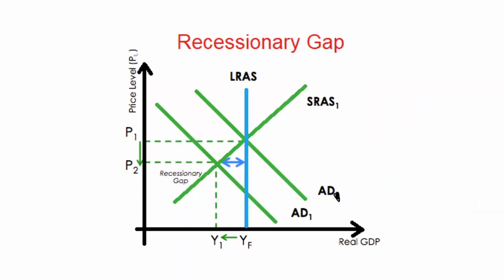Recessionary gap occurs when the actual GDP, where it's at the equilibrium, is under the potential GDP at the long run aggregate supply. This is the actual GDP, and this is the potential GDP. So we can see a recessionary gap.